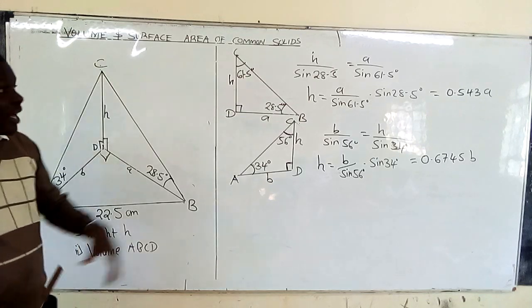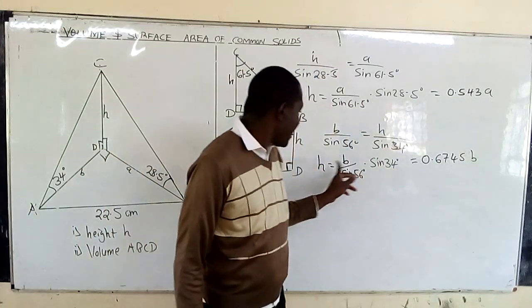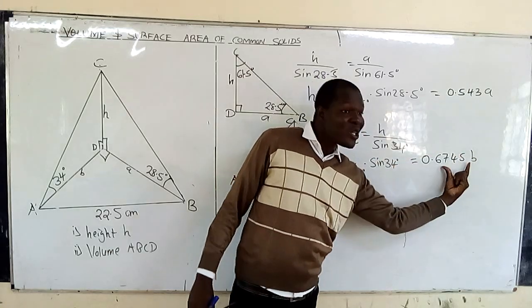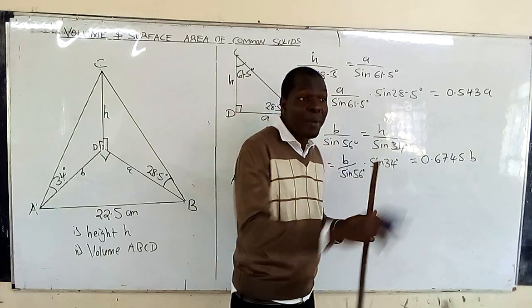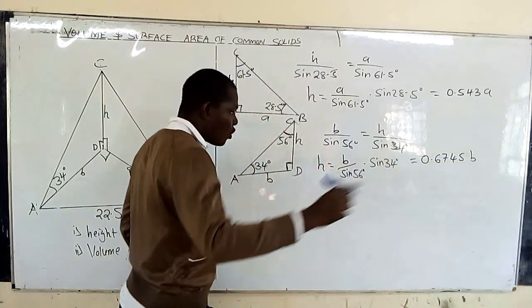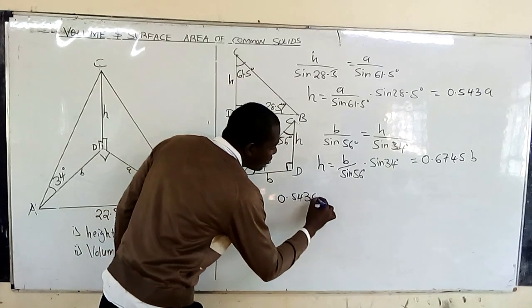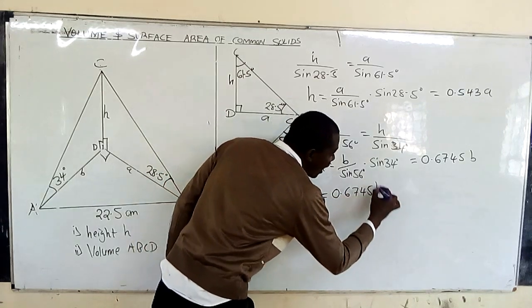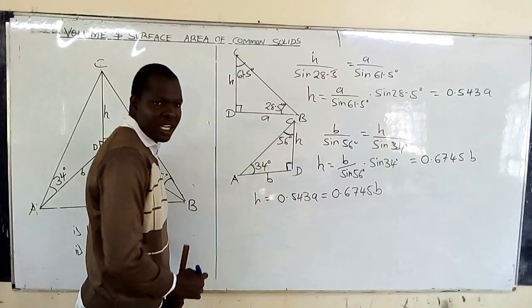We found h is 0.5434 a and h is 0.6745 b, meaning these are equal. Are we together? They are equal because both of them are h. So go here, equate them. You found that 0.5434a is equal to 0.6745b, because they are all h.